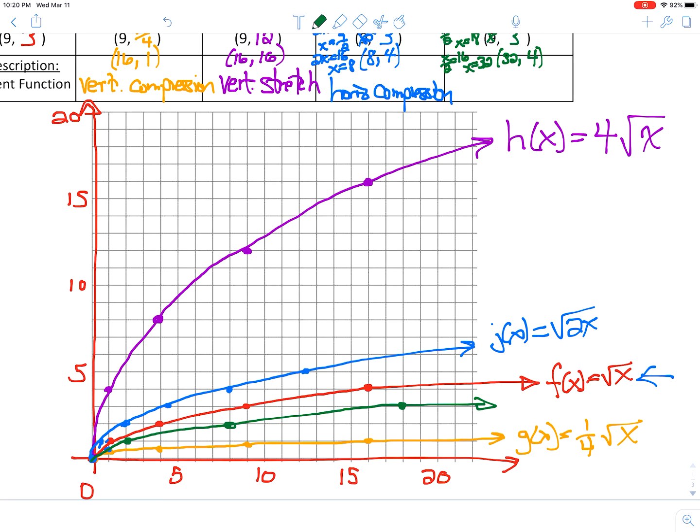The effect of this one, this green one, which is k of x, equals the square root of 1/2 x, is that it is a horizontal stretch. It's kind of hard to think about the horizontal part, but think of this 1/2 x as meaning in order to get the same y coordinate, I've got to go twice as far to get to the same square root. Whereas in this one, the square root of 2x, I only have to go half as far as I usually did to get the same square rootable number.